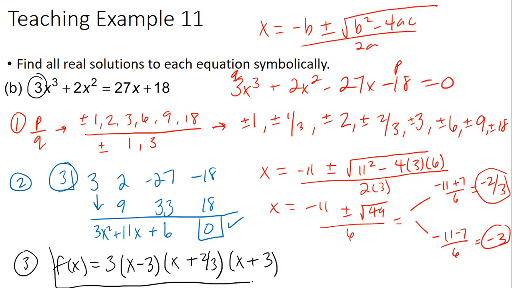This is what your discussion post is expecting. What are my possibles? What are my reals? And what is it in factored form? Capiche? Thank you.